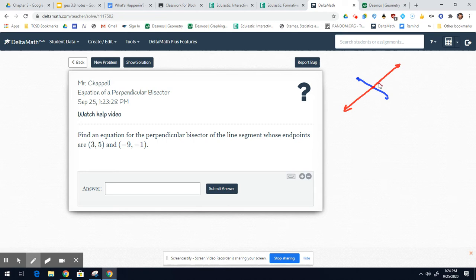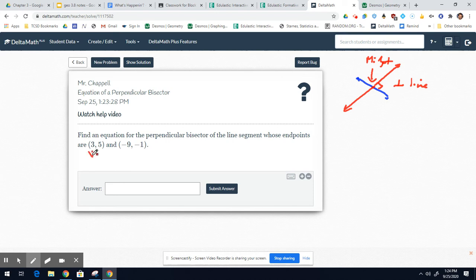perpendicular to me. So there are two parts to this problem. First is the midpoint, right? So find the midpoint. And secondly is a perpendicular line. So let's do the first part, which is the midpoint, okay?